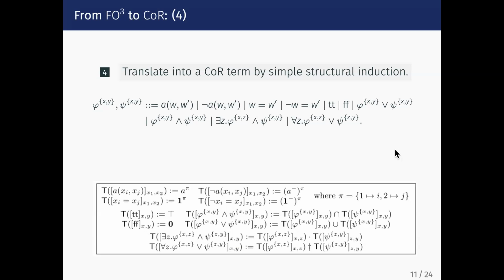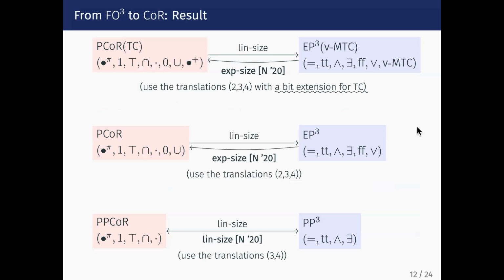By these four steps, we can obtain a new translation from FO3 to COR. As a corollary, we have obtained these translations. For the below one, the translation is linear because the second step is not used in this case. And this case uses the second step, so there is an exponential size blow up. Okay.